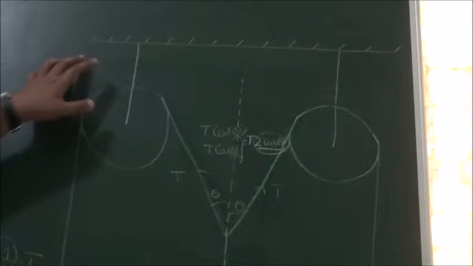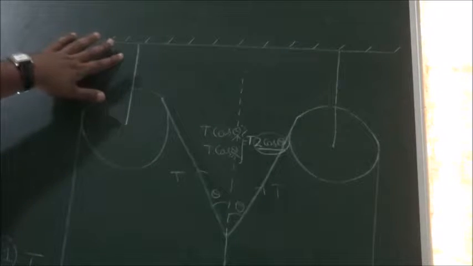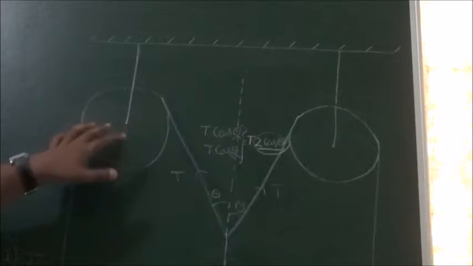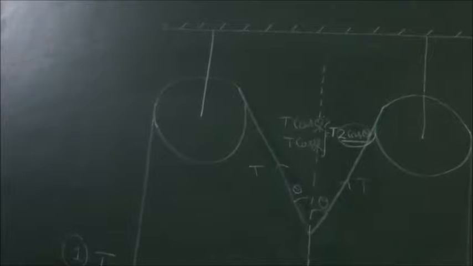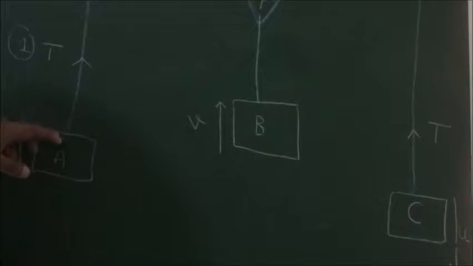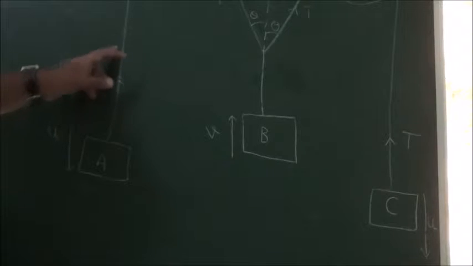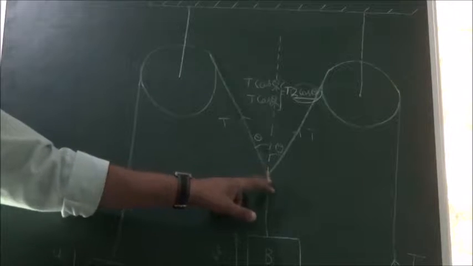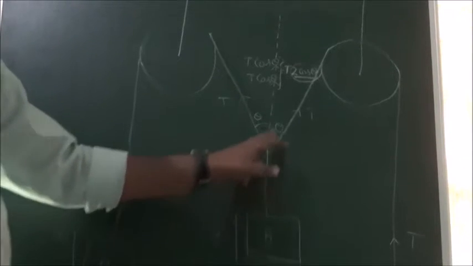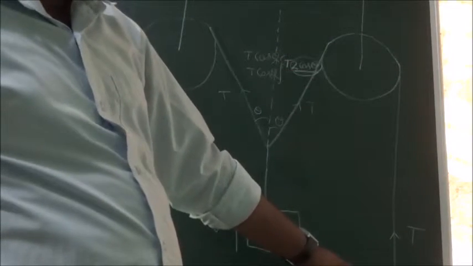We will try to apply the concept of constraint relation in this example, which is drawn on the board. Here we have two pulleys and three masses A, B and C. The string connected to object A passes over the first pulley and is further connected to object B. The string again passes over the second pulley and is connected to object C.